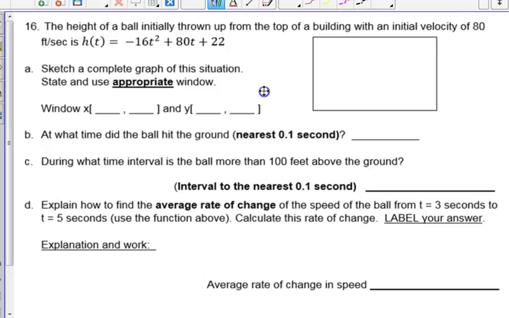All right, moving on to 16. This is a graphing question.